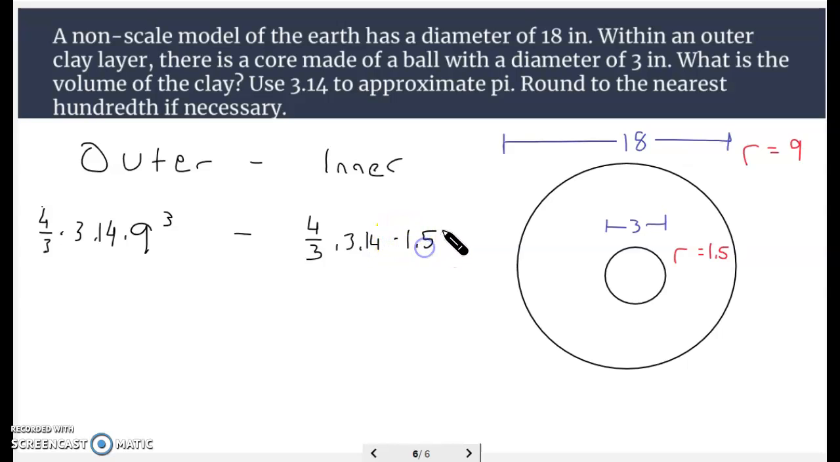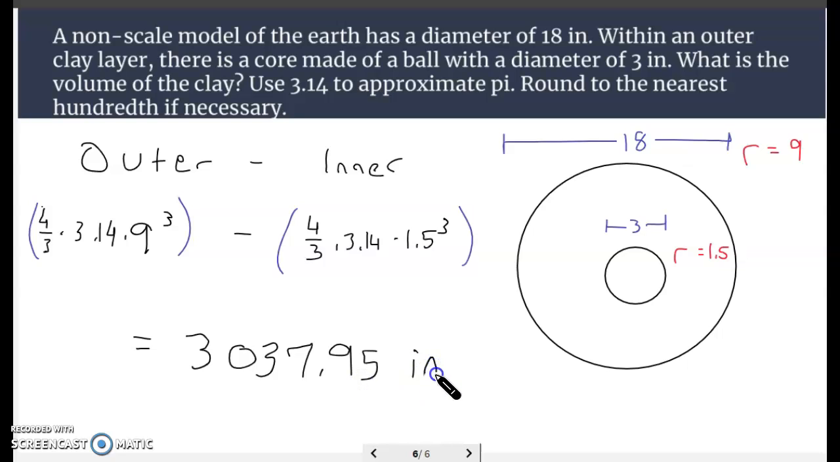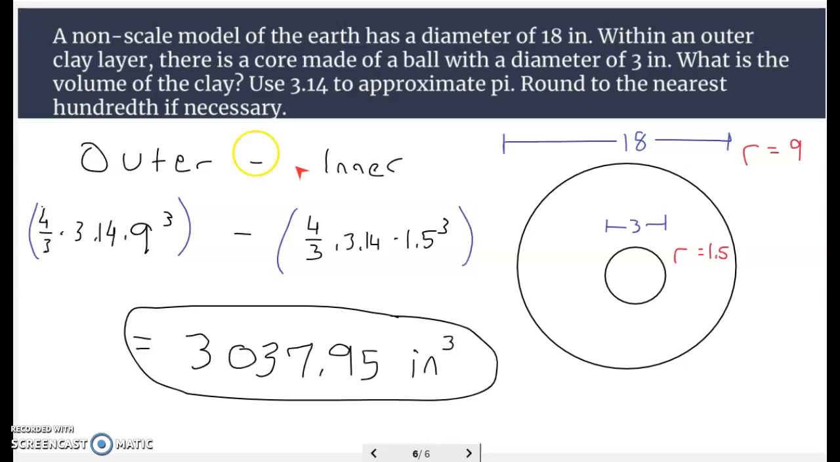1.5 cubed. And a little hint for doing this, if you have the ability to put parentheses around each one and you enter this in the calculator, you can do it all in one step. I think you'll get an answer of 3,037.95, and that would be cubic inches. So again, on this example, it was the volume of the outside sphere, the outside of this model of Earth, minus the volume of the inside.